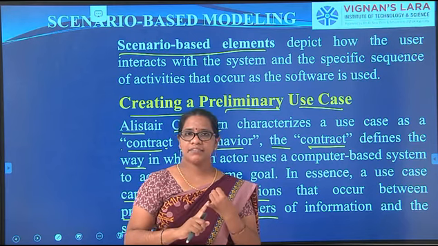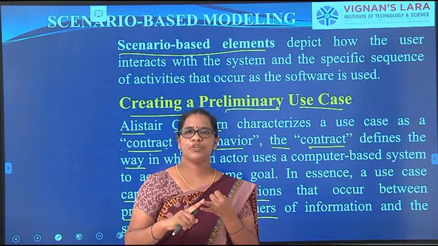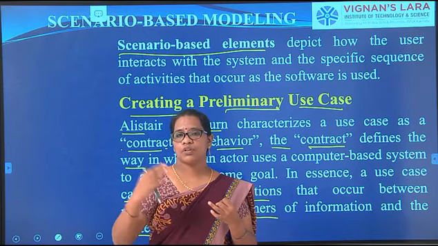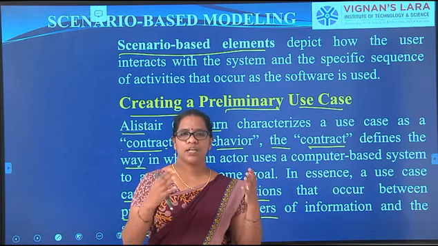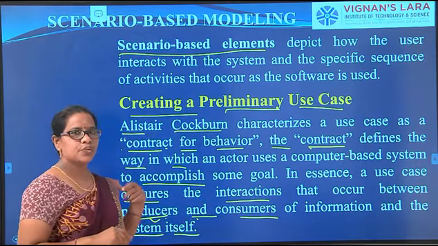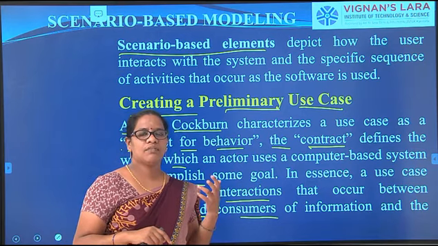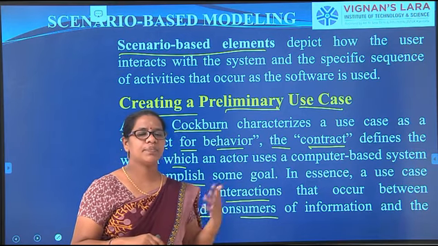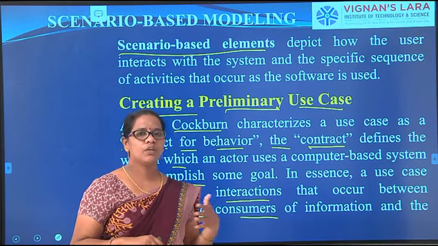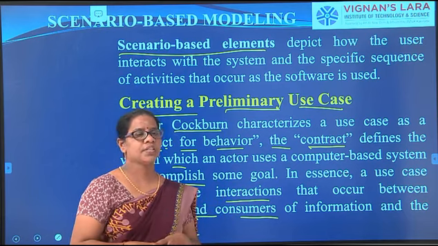So I am interacting with the system, the website. I am contacting indirectly with the producers, that means the people who are selling the products. For that purpose, the use case is used. By using a use case, you can know all the scenarios: what interaction is going on between the system, the actors, the products, and the consumers. What transactions are going on? Transactions means information transactions.